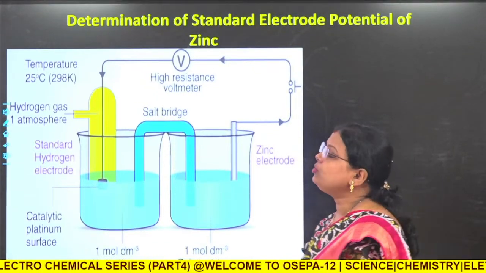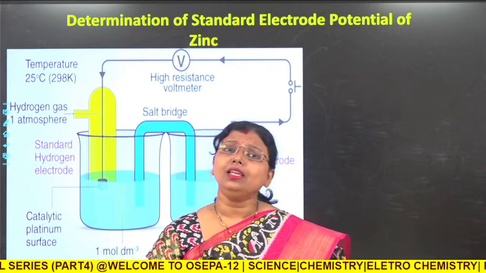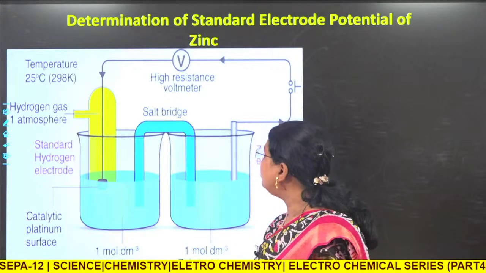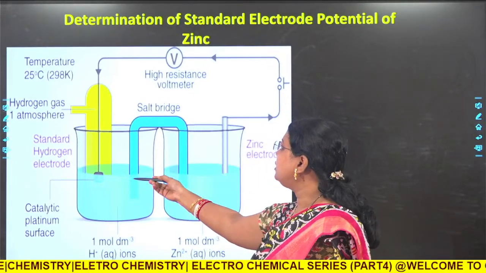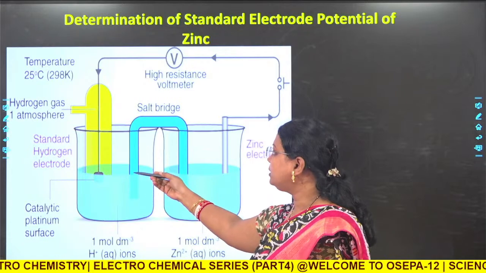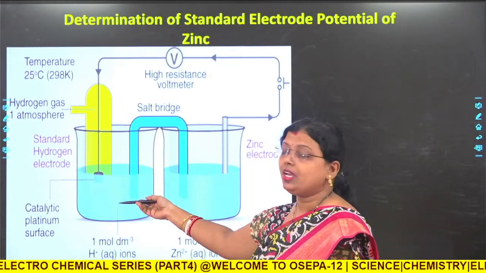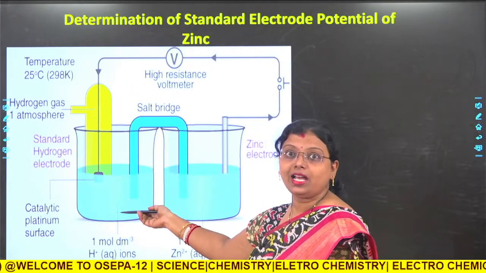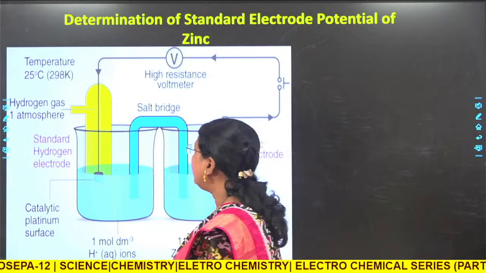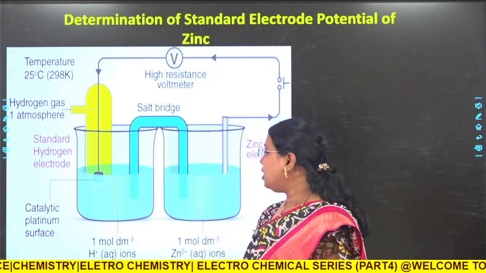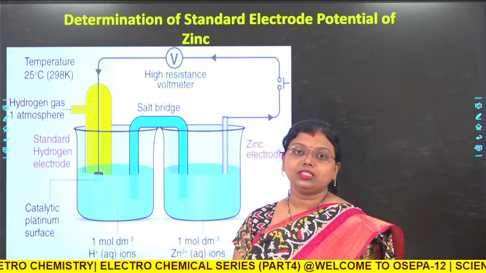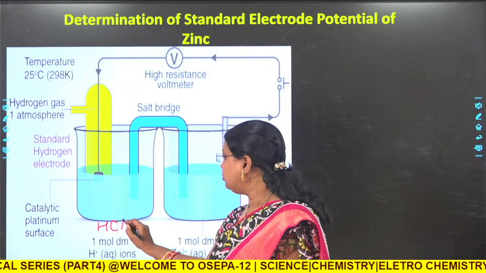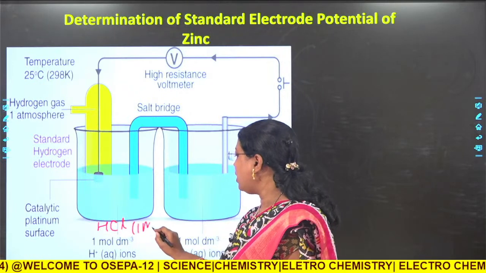Suppose we want to determine the standard electrode potential of a zinc electrode. So, what will we do? First, we need the standard hydrogen electrode. Already we have discussed its construction, its working, its cell reaction, its representation, its merits and demerits in the last class. So, this is our standard hydrogen electrode, in which the standard conditions are made. Which are the standard conditions? Here we have taken the HCl solution whose concentration is 1 molar.